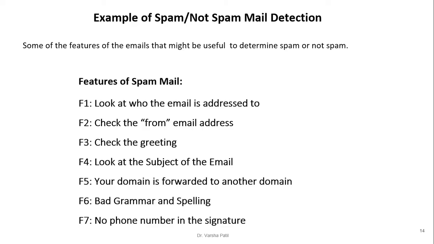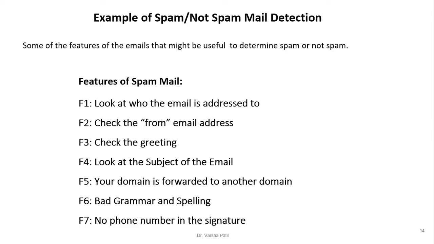What it indicates is that we need to take the features of that particular email. For example, in part of speech tagging, for the word whose tag is to be determined, we need to collect the characteristics of that word using the neighborhood information. Now, features of a spam mail are: look at who the email is addressed to, check the from email address, check the greeting, look at the subject of the email, whether your domain is forwarded to another domain, bad grammar and spelling, no phone number in the signature.